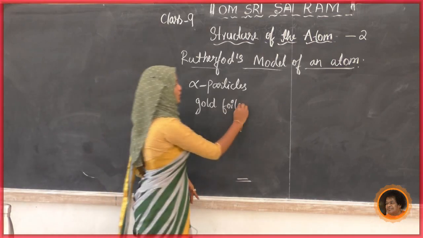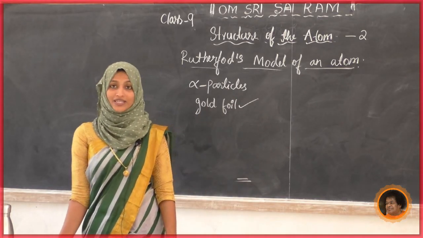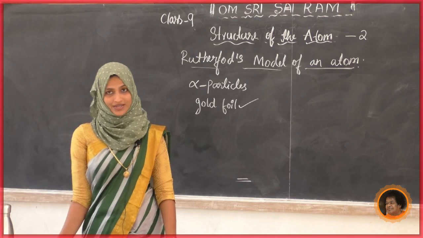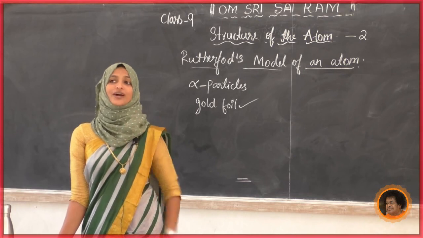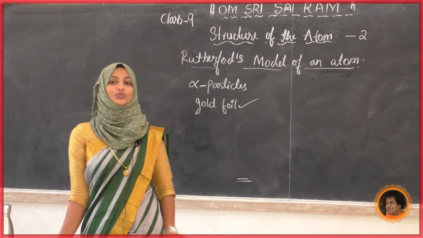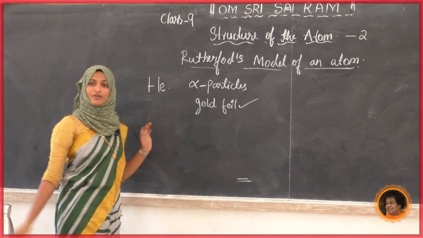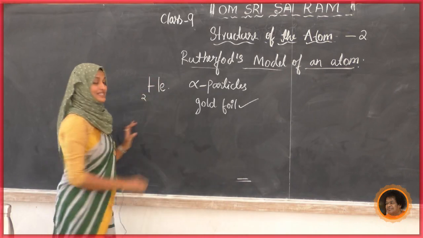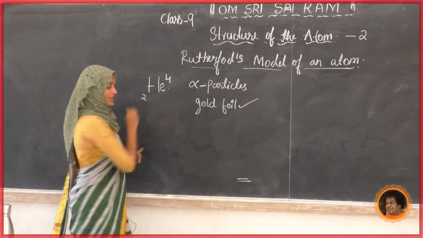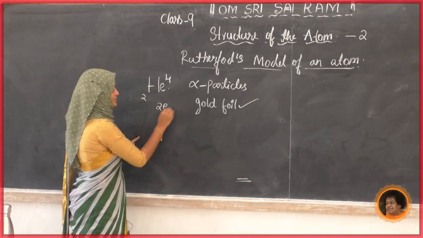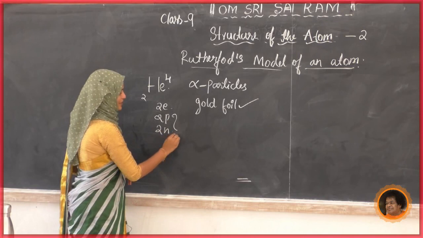Let us see why he chose these two things. Why is he taking alpha particles? What are alpha particles? Do you have any idea? Alpha particles are very similar to helium. This is helium. What is the atomic number of helium? It is 2. What is the mass of helium? It is 4. What about the electrons here? 2 electrons, 2 protons and 2 neutrons. So we get the mass number 4.